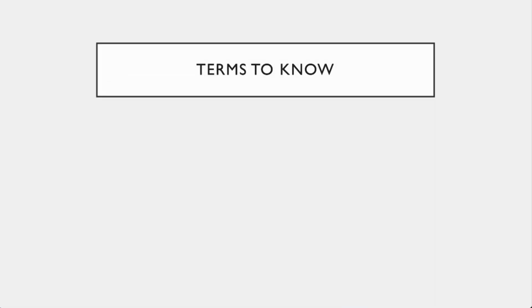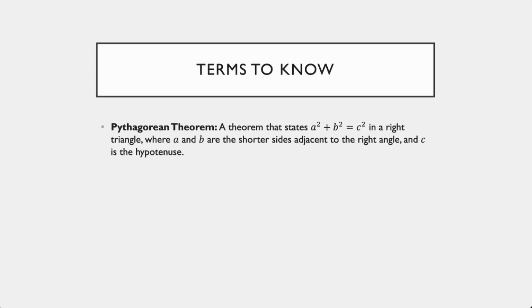Some terms to know. The Pythagorean theorem is a theorem that states a squared plus b squared is equal to c squared in a right triangle, where a and b are the two shorter sides, which are adjacent to the right angle, and c is the hypotenuse. But what is the hypotenuse? The hypotenuse is the longest side of a right triangle, and the hypotenuse is always opposite the right angle.